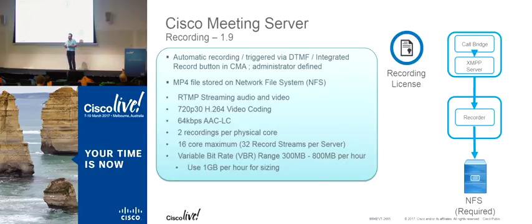Now in 1.9 of the Cisco meeting server, which was just at the point of acquisition, we introduced recording, and recording enables us to record our meeting, and we can do that via various different ways. And one of the ways is we can have our space automatically record. So whenever anyone dials into the space or whenever we join that space, it'll automatically start recording that session.